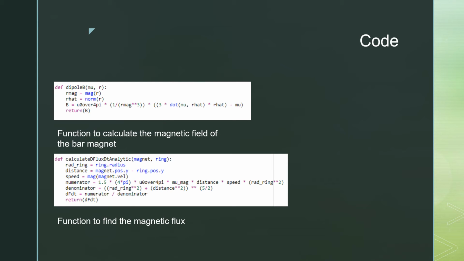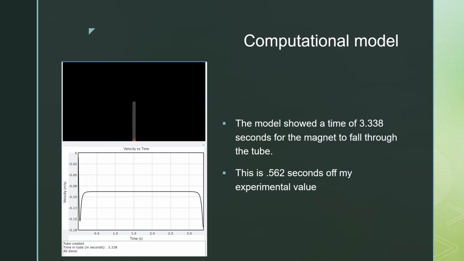So in my code, I just showed a few parts here. This was the function that we used in the previous lab to find the magnetic field of the magnet. And underneath it is a new function that finds the magnetic flux. And you can see part of it, distance and speed, play a big part in it. And this all comes together with our initial values found in the lab to show this computational model.